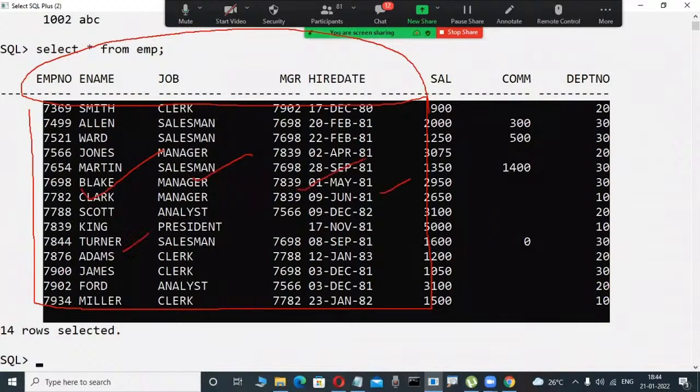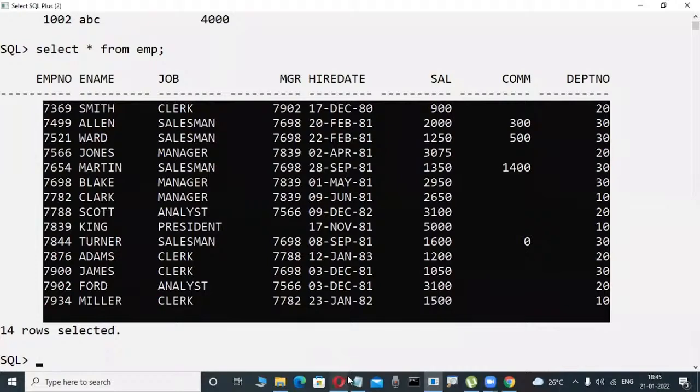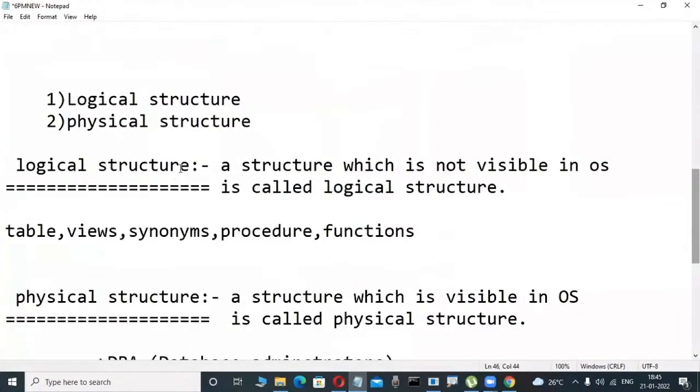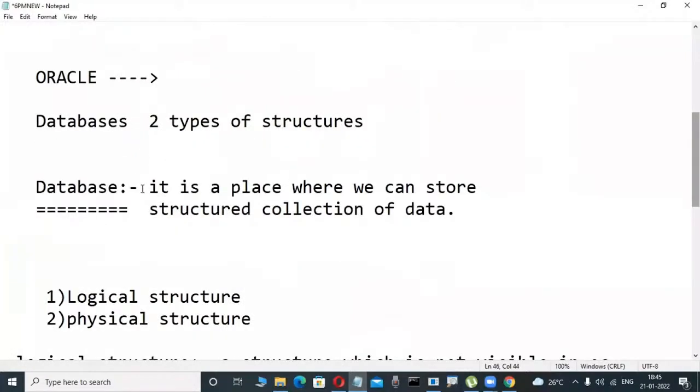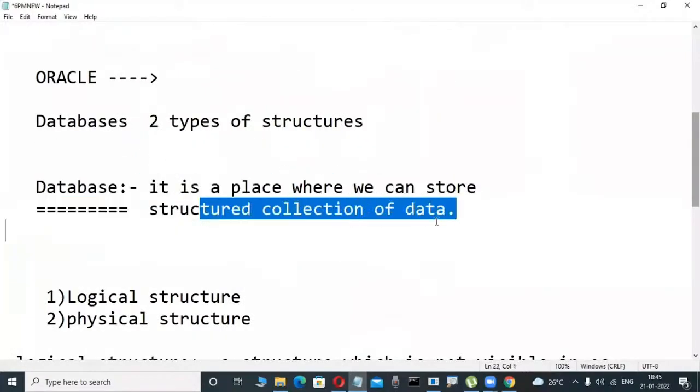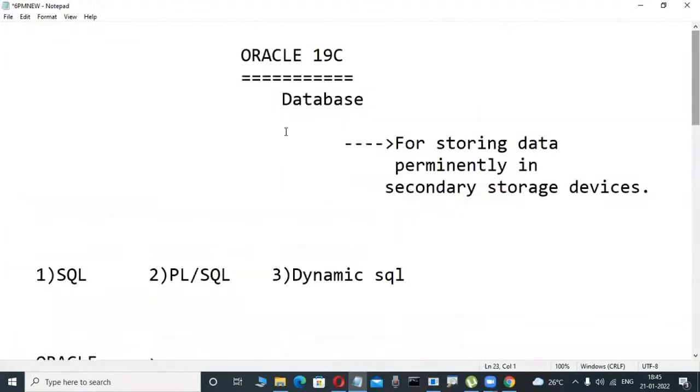Structured collection of data, because we are learning only the logical side of relational databases. That's why, in books, or when we type "what is a database" in Google, two definitions come up. Most developers write that it is a place where we can store a structured collection of data. Understood? Yes. Oracle is a product from Oracle Corporation.